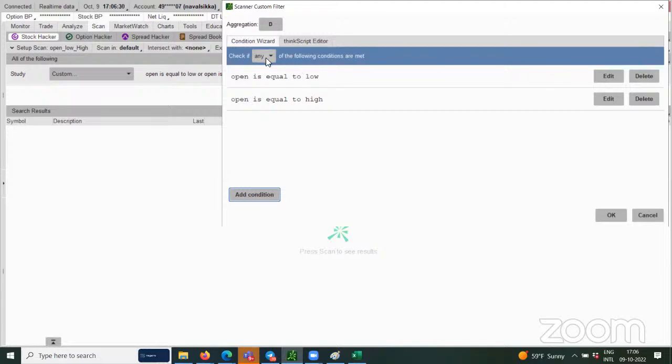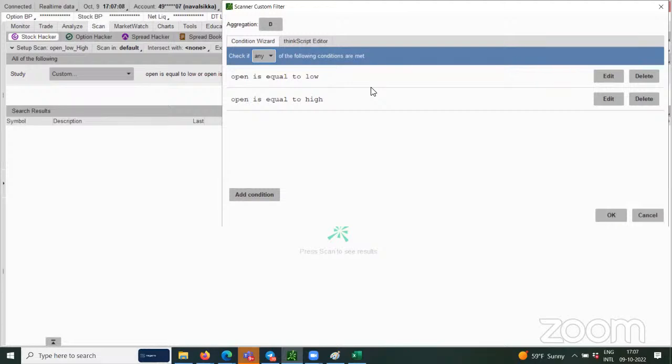Now, in this case, you have the option of all or any, meaning an AND condition or an OR condition. If you are from a technical background or engineering background, you know there are Boolean operators, AND or OR. This is AND and this is OR. So if you choose any, and any of these conditions is true, you will fetch a result. If you put all, both conditions have to be true, which will never happen. A price cannot have open equal to low and open equal to high. So either you can have 2 scans or you can have 1 scan.